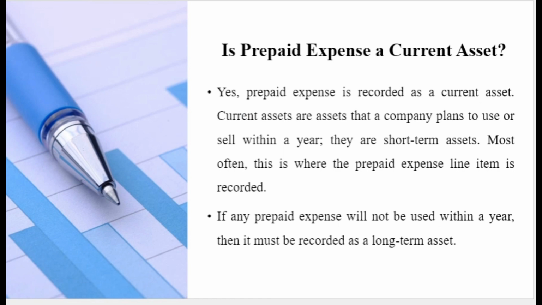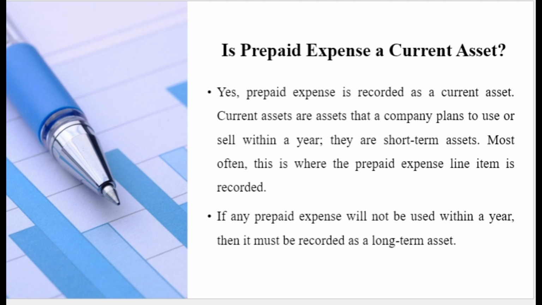Next, is prepaid expense considered a current asset? Yes. All through this video we have said that prepaid expense would be shown under current asset. Prepaid expense is recorded as a current asset. Current assets are the assets that a company plans to use or sell within a year, when they are going into liquidation or when they want to have some working capital. Current asset is the one which they look for. They are actually short-term assets. They are short-term in nature.